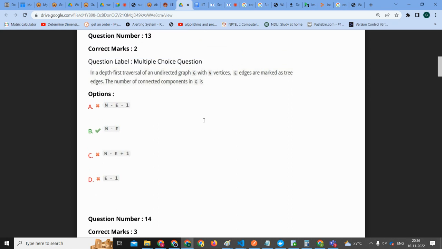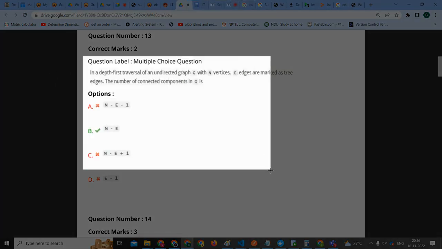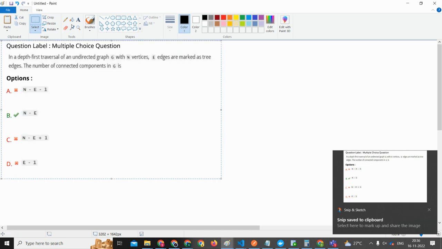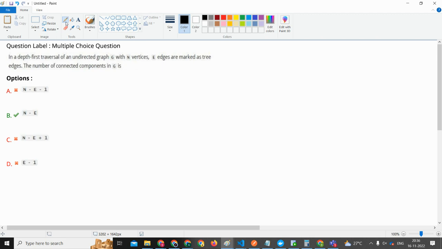Okay, good. So next question. In a DFS traversal of an undirected graph G with n vertices, E edges are marked as tree edges. The number of connected components in G is what? Go ahead, Pooja. Try this.